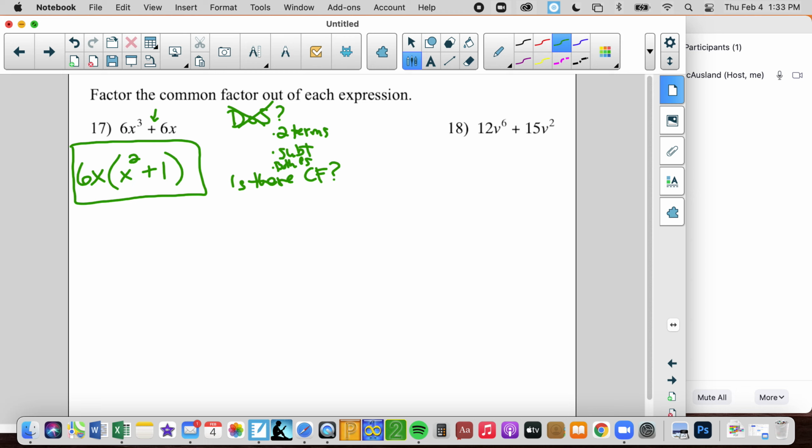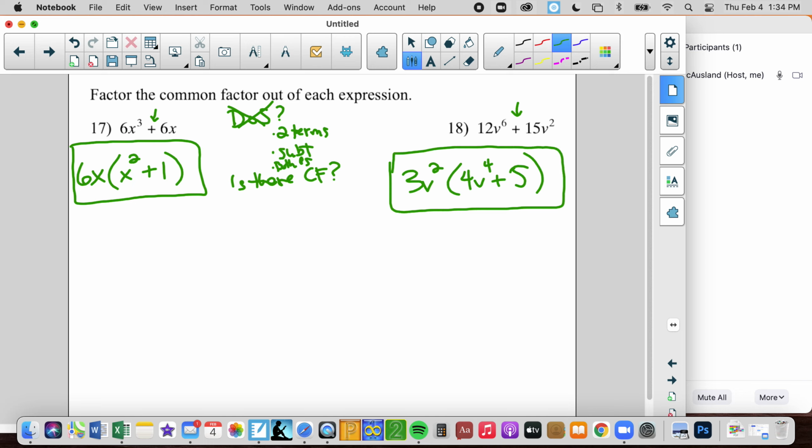I look at this, 2 terms. This is not subtraction, so I know it's not difference of squares. So I'm looking for a common factor. Common factor would be 3v squared. 3 goes into 12 4 times. V squared goes into v to the 6th, v to the 4th. 3 goes into 15 5 times. V squared goes into v squared. So that would be my answer. Is this difference of squares? No, it is not. So this is my answer.